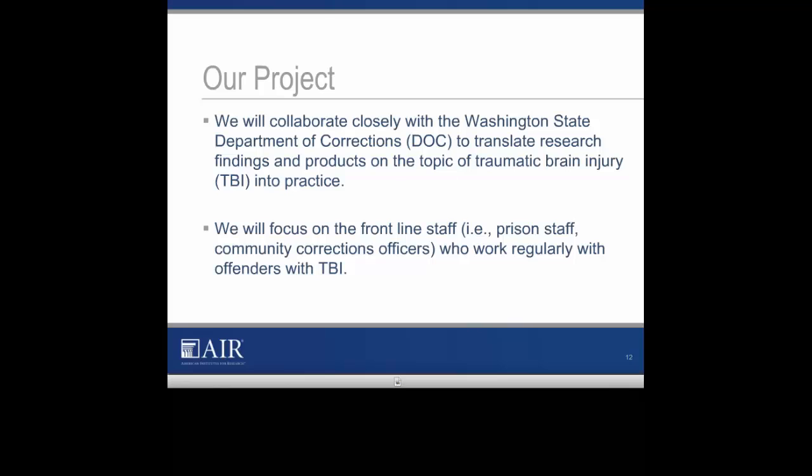And again, we're going to focus in this project on frontline staff, so prison staff, community correction officers who work regularly with offenders with TBI.